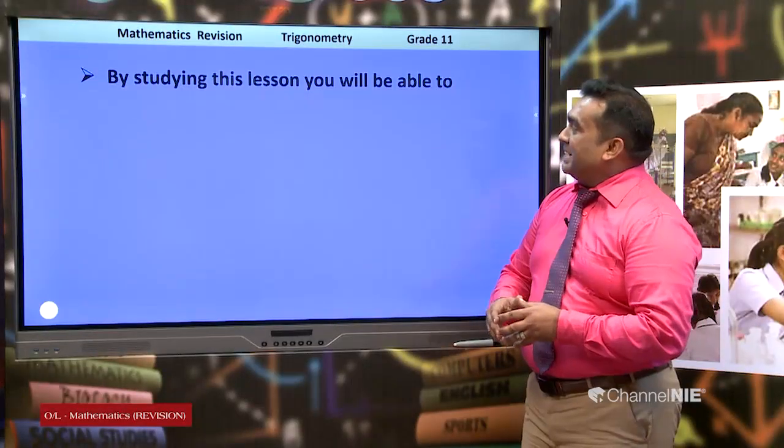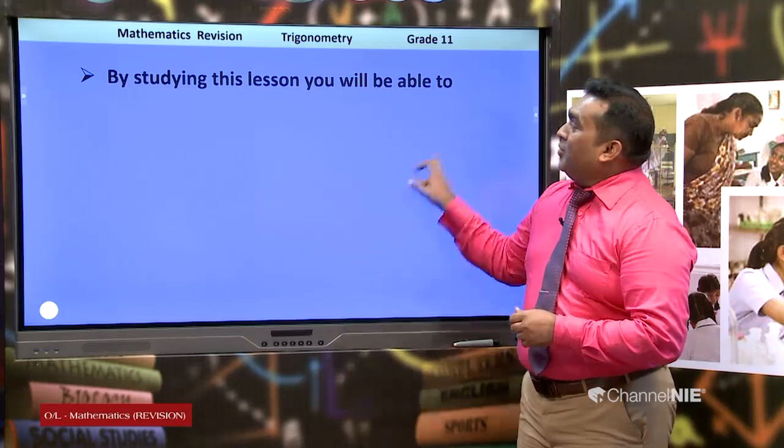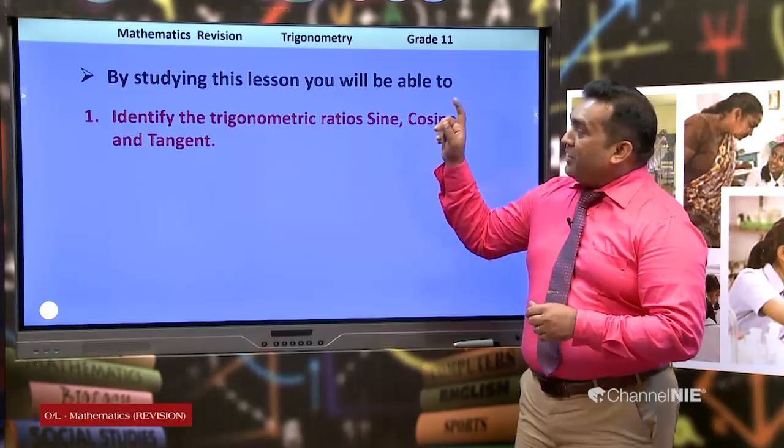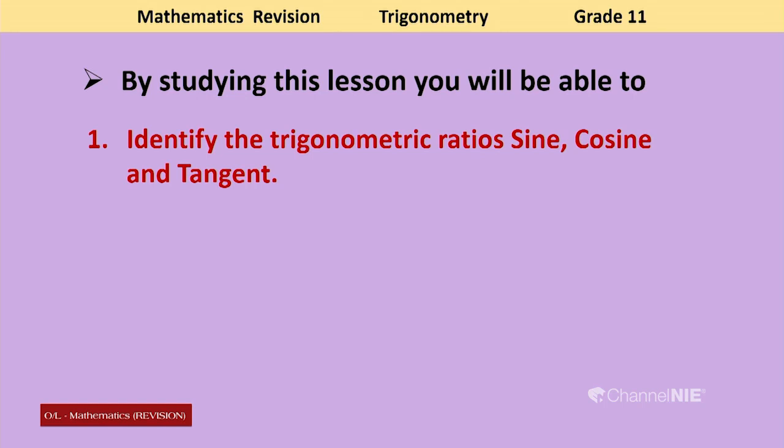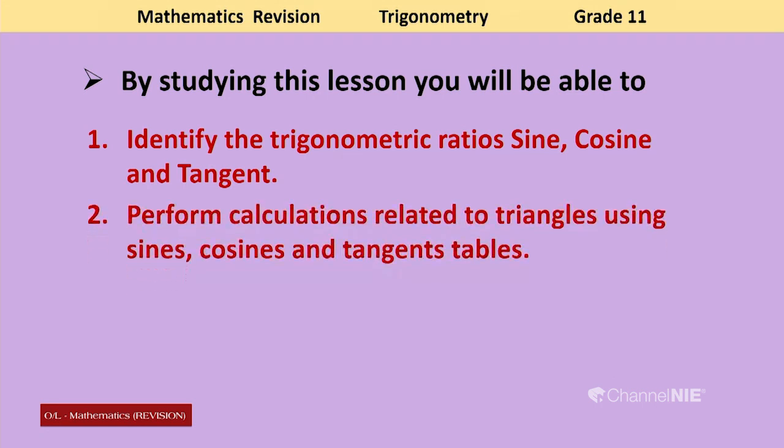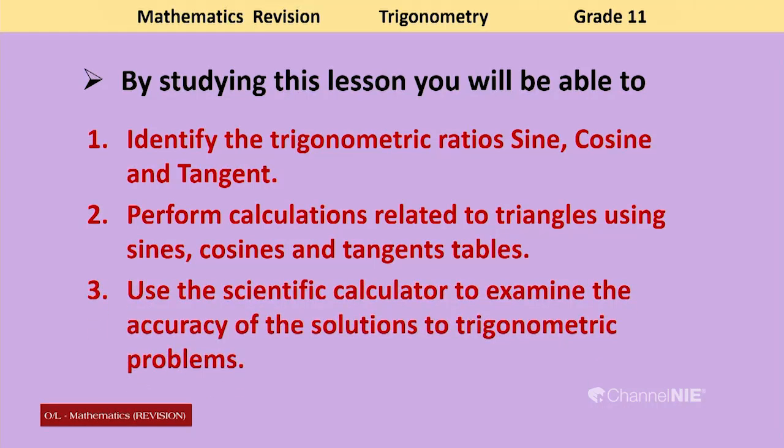By studying this lesson, you will be able to identify the trigonometric ratios sine, cosine and tangent, perform calculations related to triangles using the sine, cosine and tangent tables, and use the scientific calculator to examine the accuracy of the solutions to trigonometric problems.